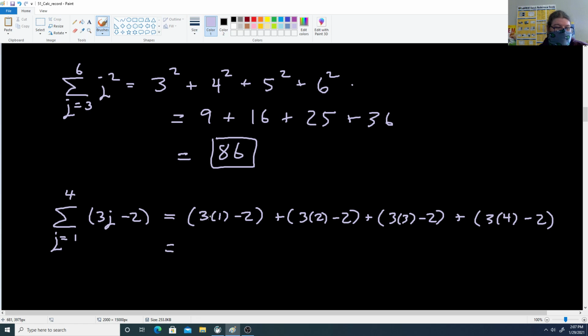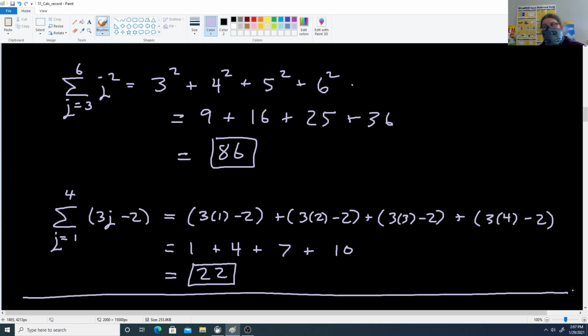So 3 times 1 is 3. 3 take away 2 is 1. Plus this would be 6 take away 2 is 4. Plus that would be 9 take away 2, which would be 7. Plus this would be 12 take away 2, which is 10. So we would get, let's see here, 1 plus 4 is 5. 5 plus 7 is 12. 12 plus 10 would be 22. So this series would total up to 22.